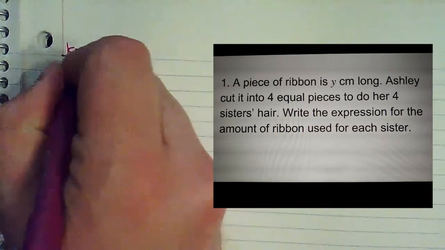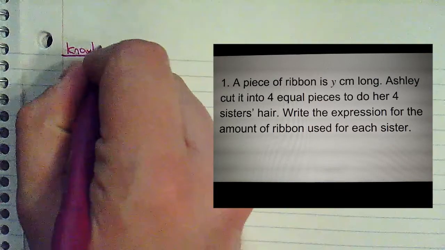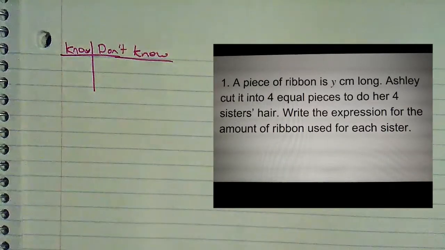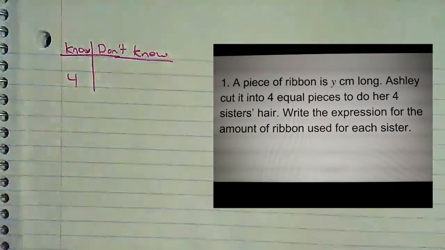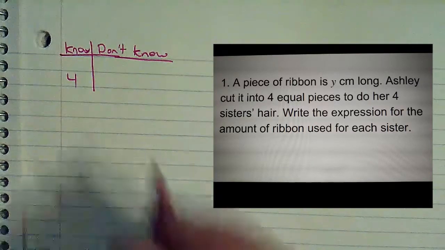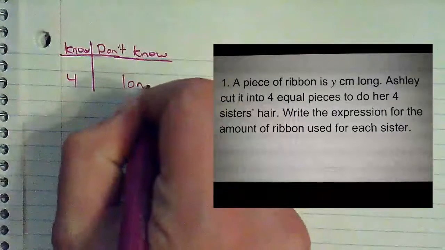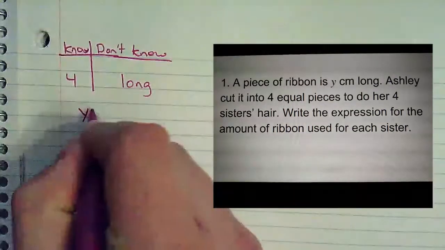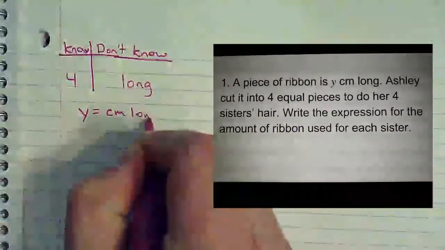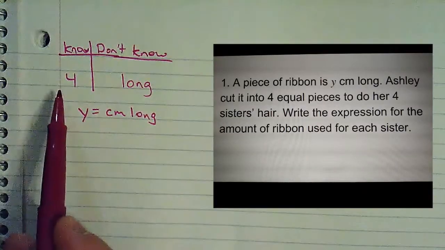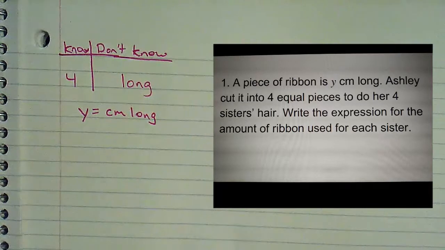We have know and don't know. So what we know is she's cutting it into 4 pieces. What we don't know is how long the ribbon is. They went ahead and gave us a variable of Y, so Y is going to equal the centimeters long. Now we're ready to write our equation, because this is all we know and this is all we don't know. So this one's simple enough.